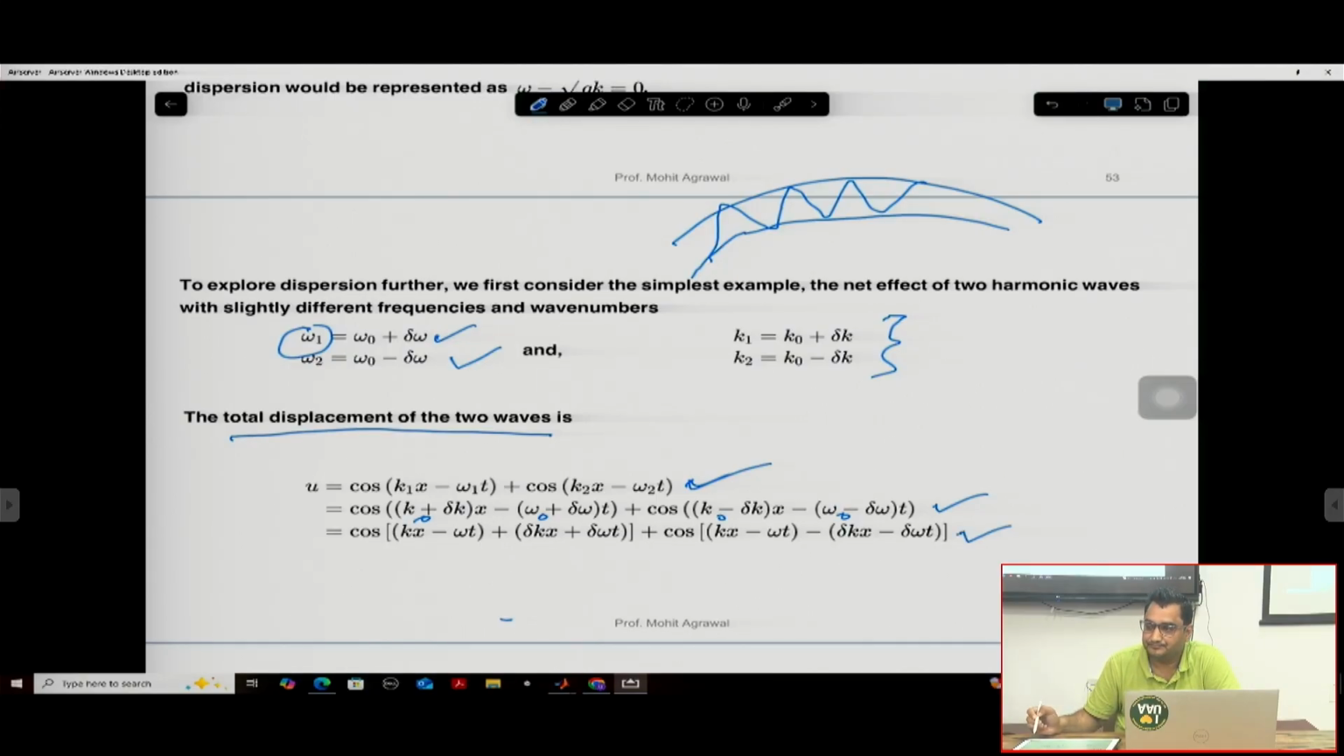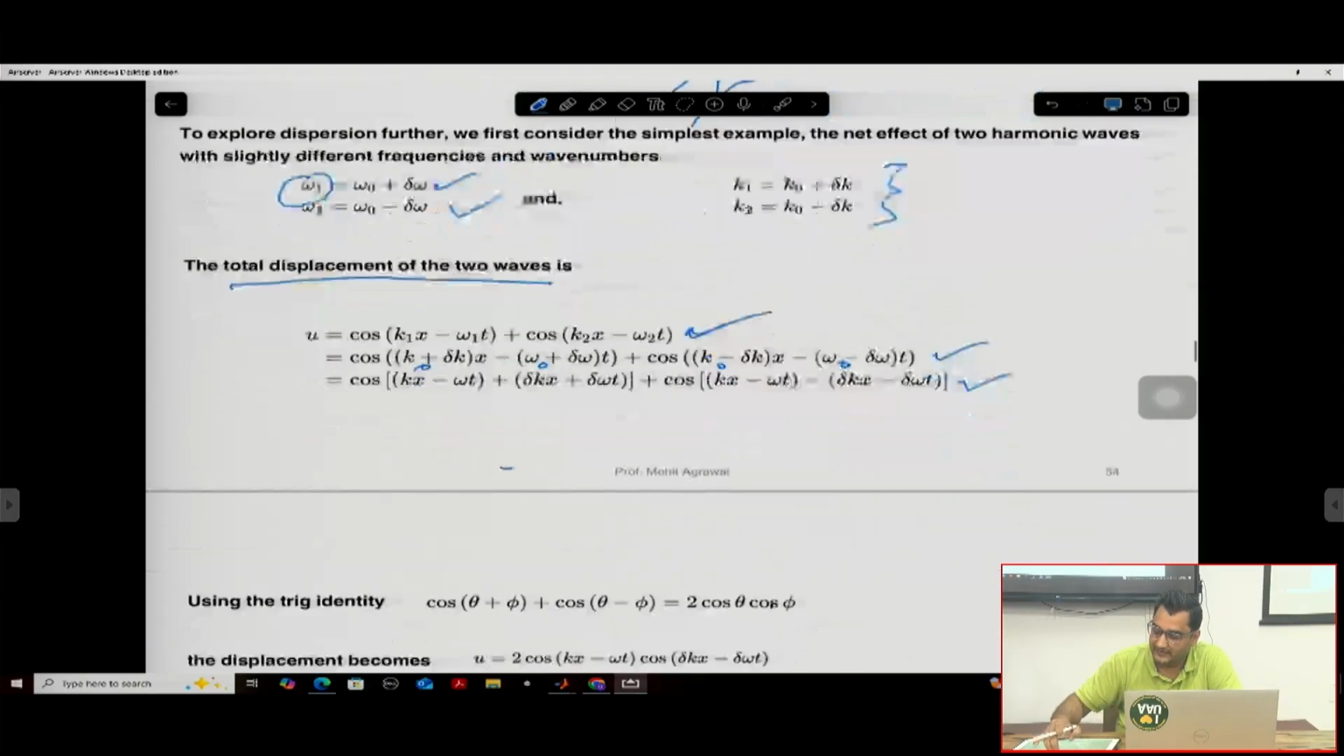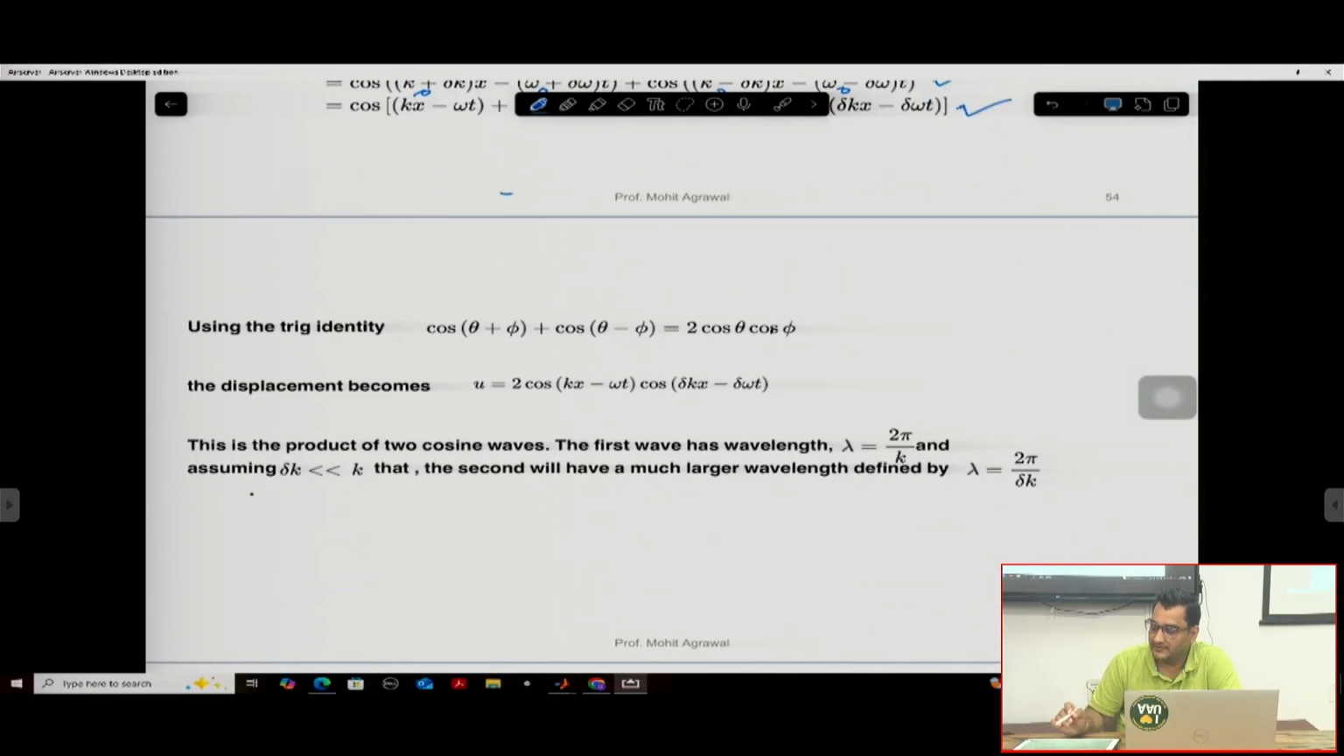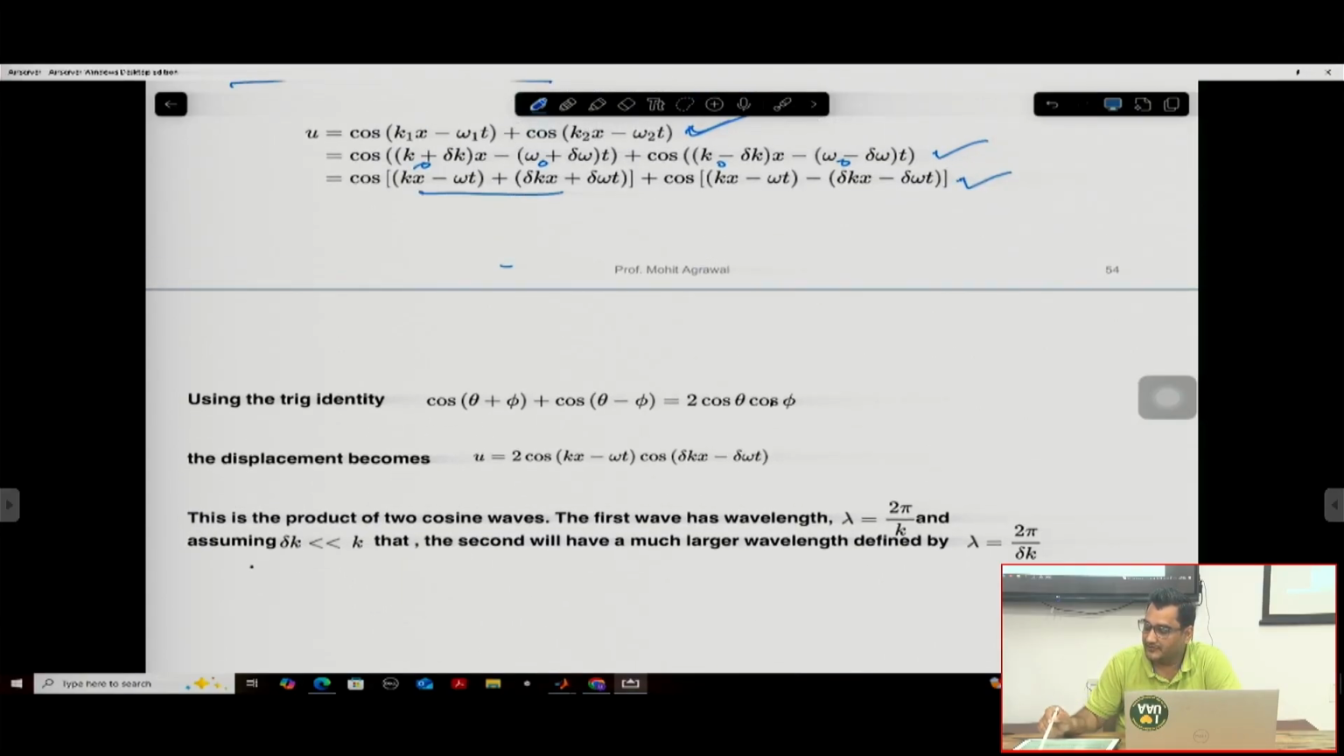Now when you rearrange all these terms, it will look something like this. When you do so and apply the formula of cos A plus cos B that we have read in our 10th standard, I suppose, it will be cos(theta plus phi) plus cos(theta minus phi). So this is the same equation you are forming here, and that will be equal to 2 cos theta cos phi. The displacement will become 2 cos(kx minus omega t) cos(delta k x minus delta omega t).